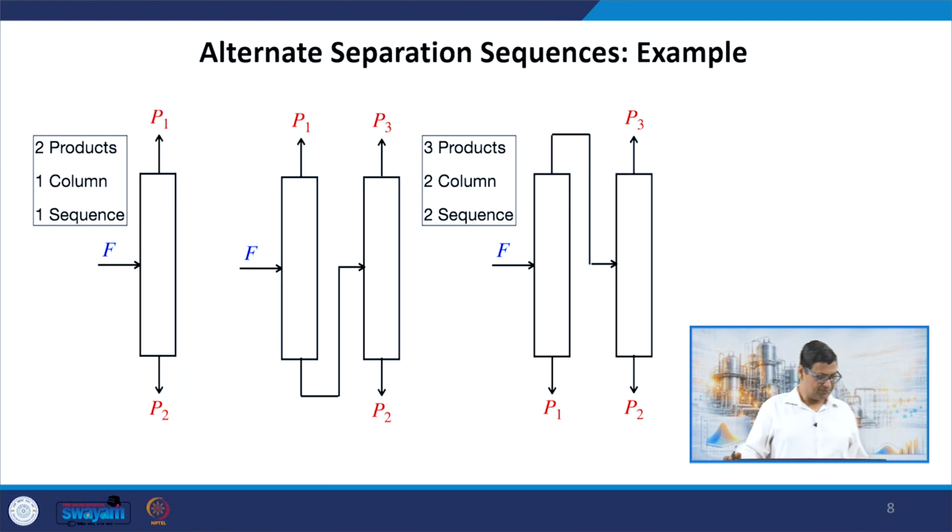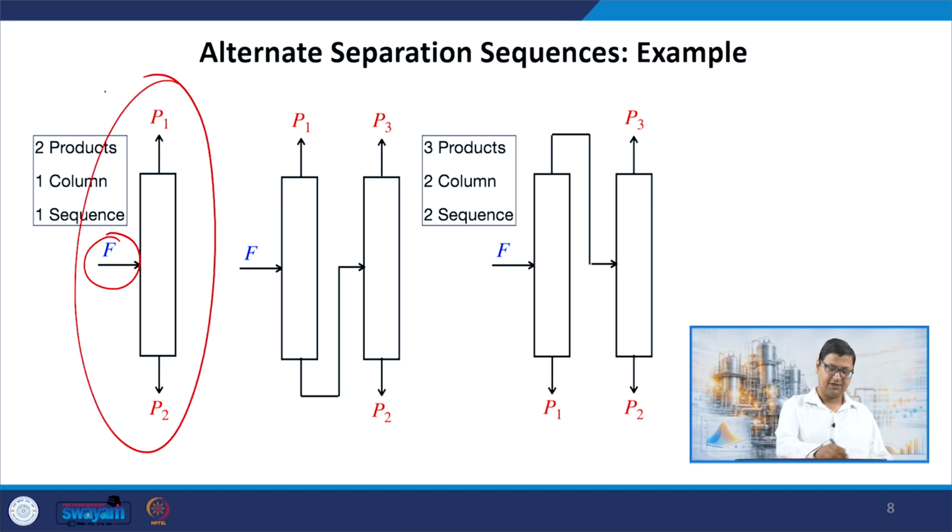So, for example, if I have only 2 products and I am using a binary column, then the feed can be separated in a single column right here. So, only one possible sequence is there, because the feed gets separated right there. Of course, you can say that P2 comes from the top and P1 at the bottom, but top and bottom have no meaning here because both of them are able to separate the two products.